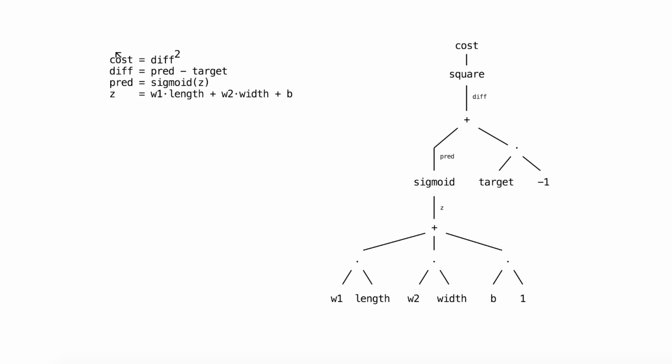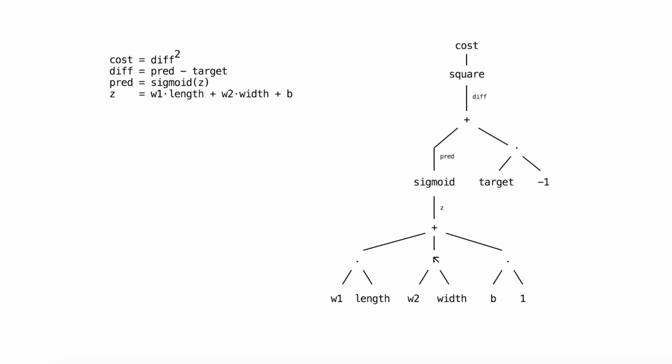Now I can represent the cost visually as well in this tree diagram. Values kind of flow upward and go through these little computation nodes. So W1 and length are fed into this multiply, and you can see that over here as well.